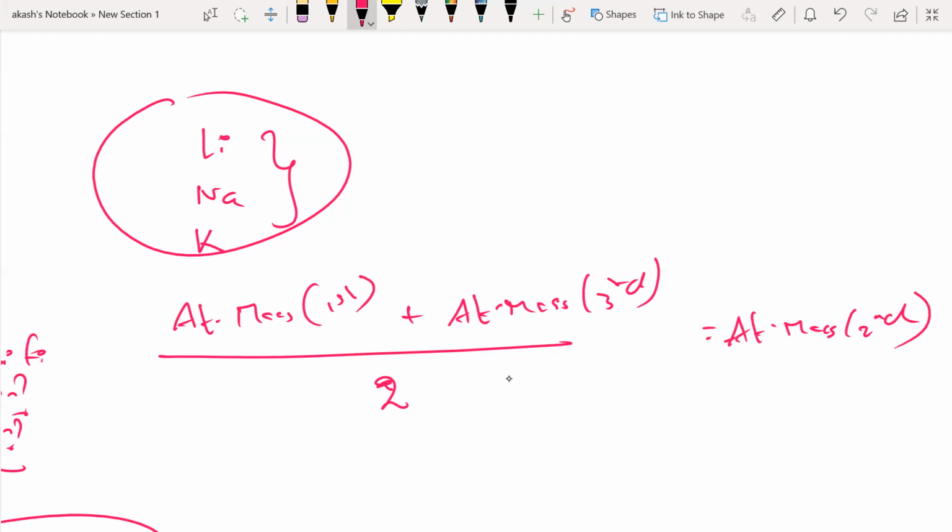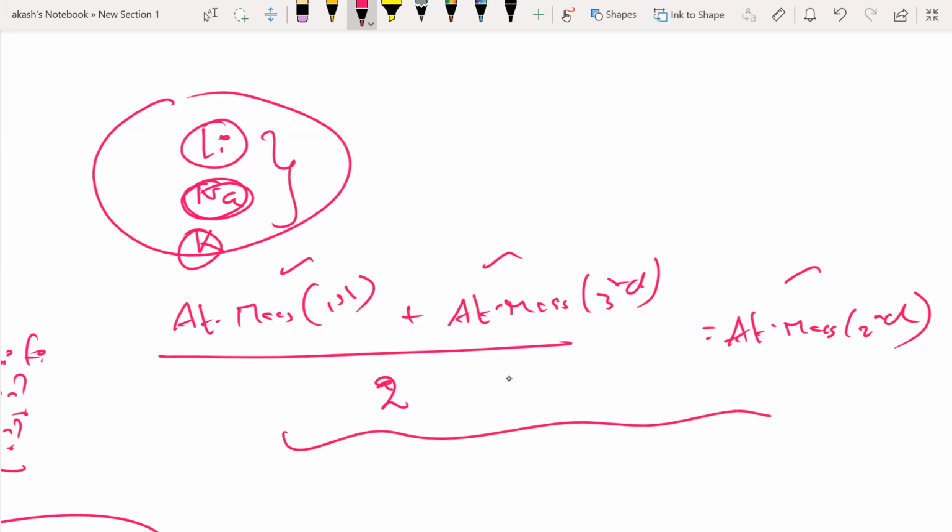Okay, so basically, when I add the first element's atomic mass and the third element's atomic mass and divide by 2, take the average of that, I should get the middle element's atomic mass. Whichever elements fit into this category, where the first and third element masses added and divided by 2 give the second element's atomic mass, those three elements can be put into one group. That's what he said.